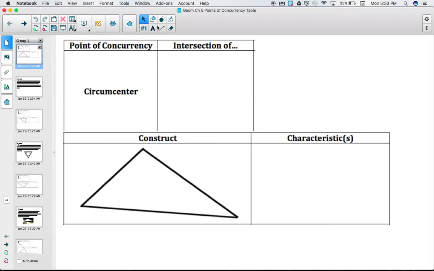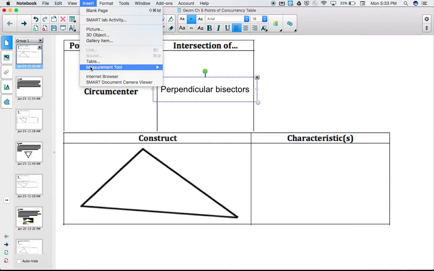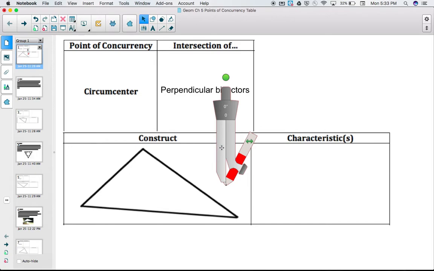All right, the first thing we're going to talk about here is the circumcenter, which if you recall is the intersection of a triangle's perpendicular bisectors. Okay, so we're going to construct those. I'm going to use a compass. If you would like to use the note card method or the folding method, more power to you.